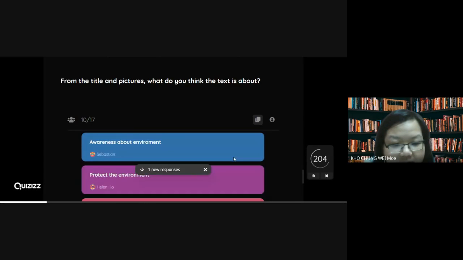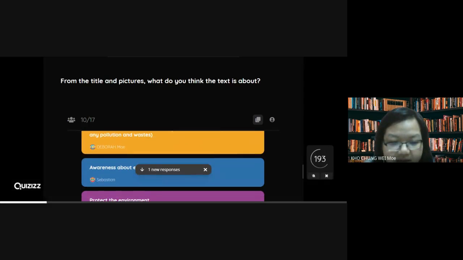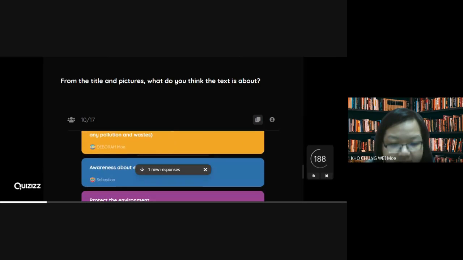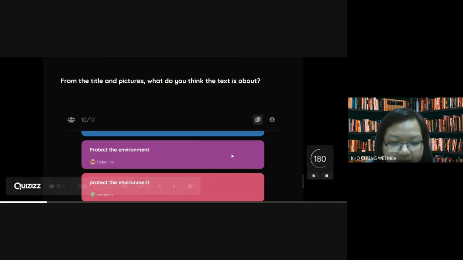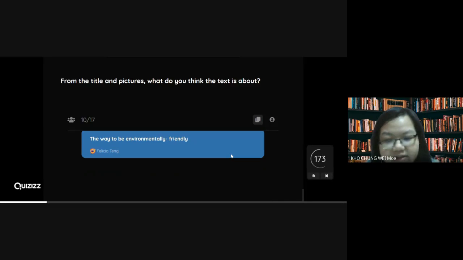You're getting very warm already. Okay. Deborah said it is about how to keep the earth green, clean, healthy, free from any pollution and waste. Good. So basically, Deborah has elaborated on the word green. Awareness about environment. Right, Sebastian? Yep, it's about being aware of the environment, to protect the environment. That's right. So apart from awareness, environmental awareness is to protect the environment, the way to be environmentally friendly.